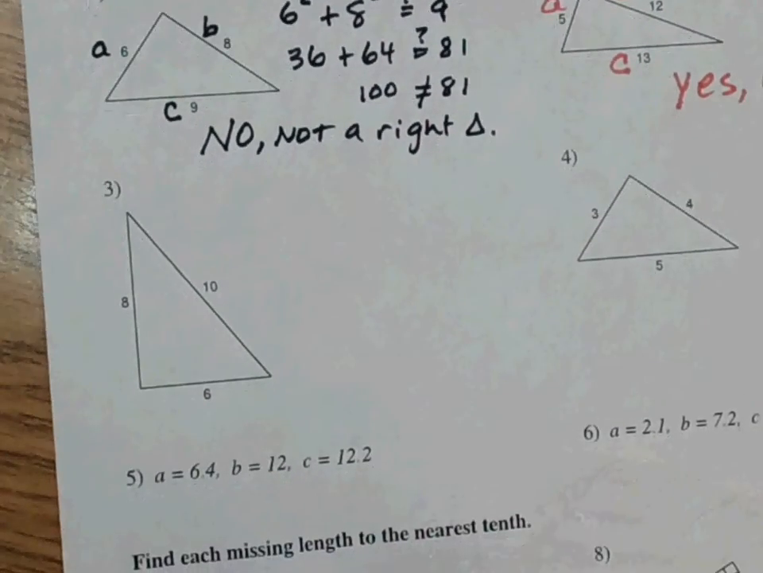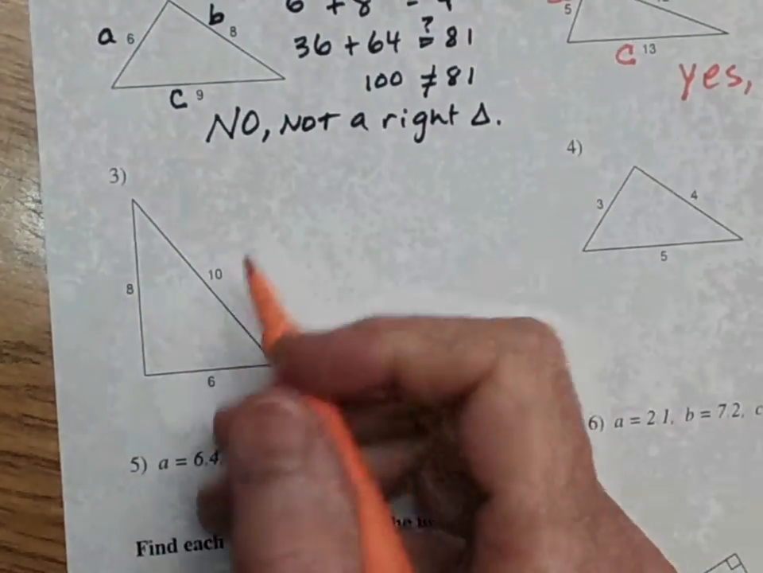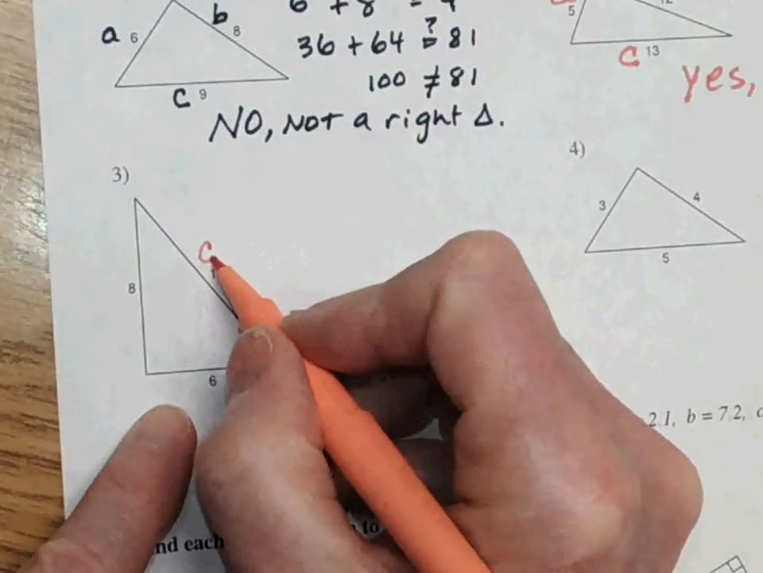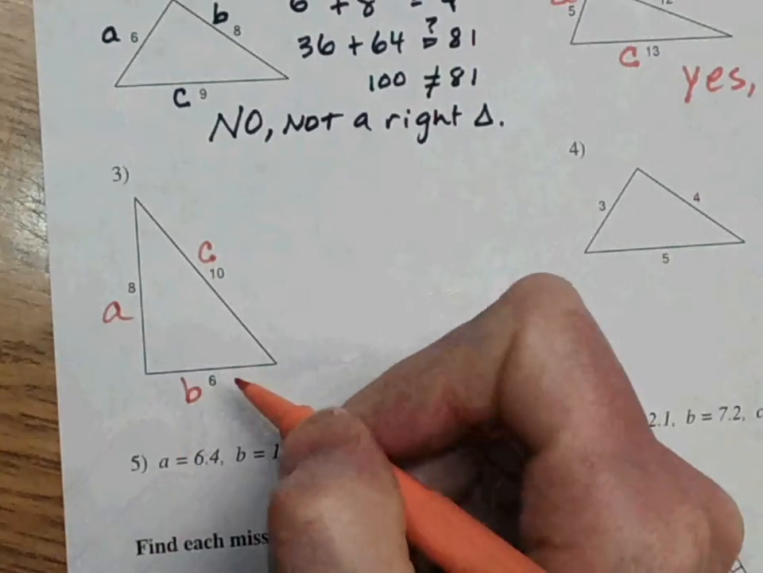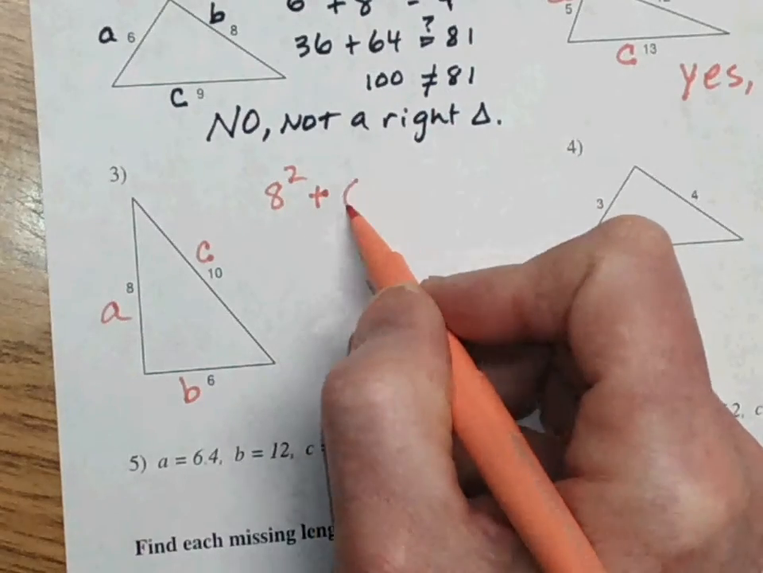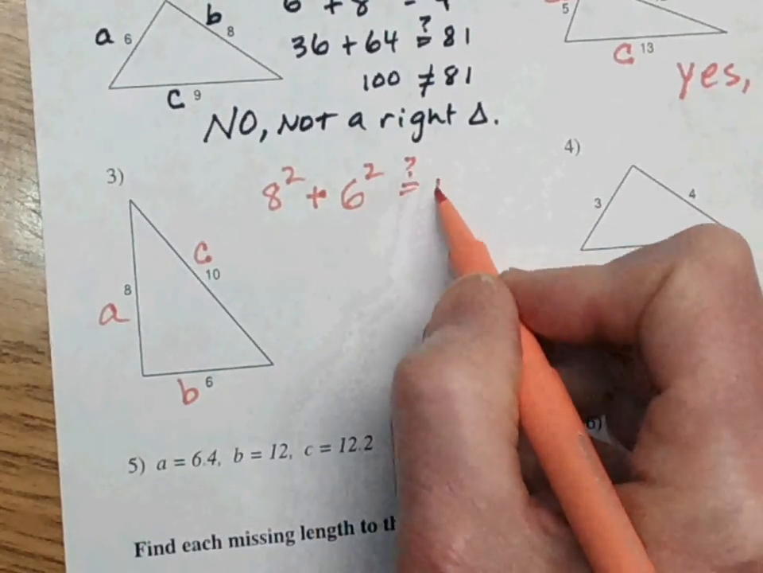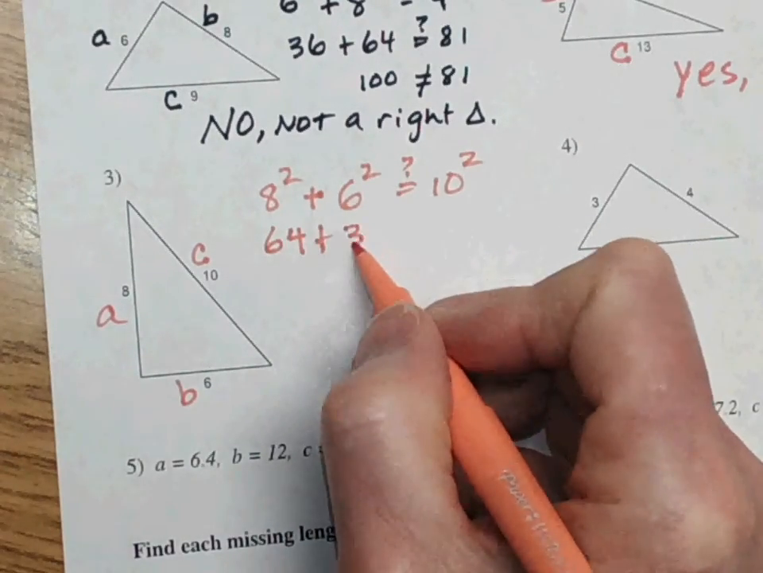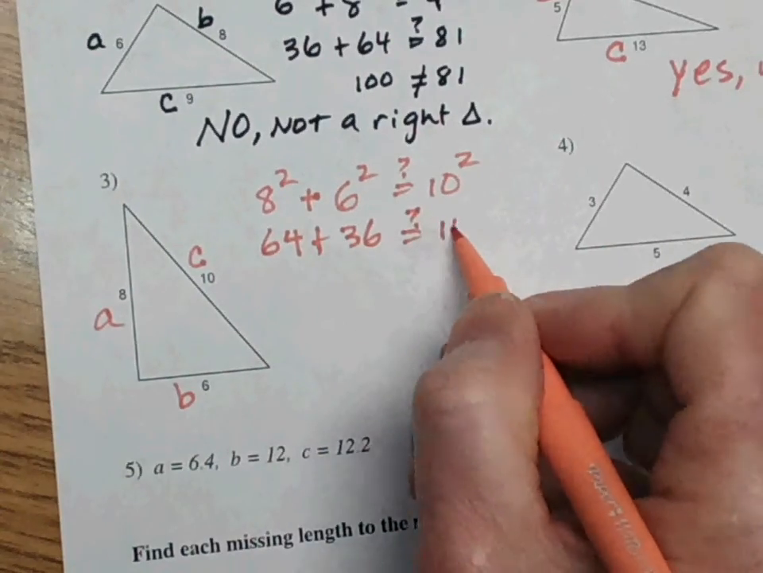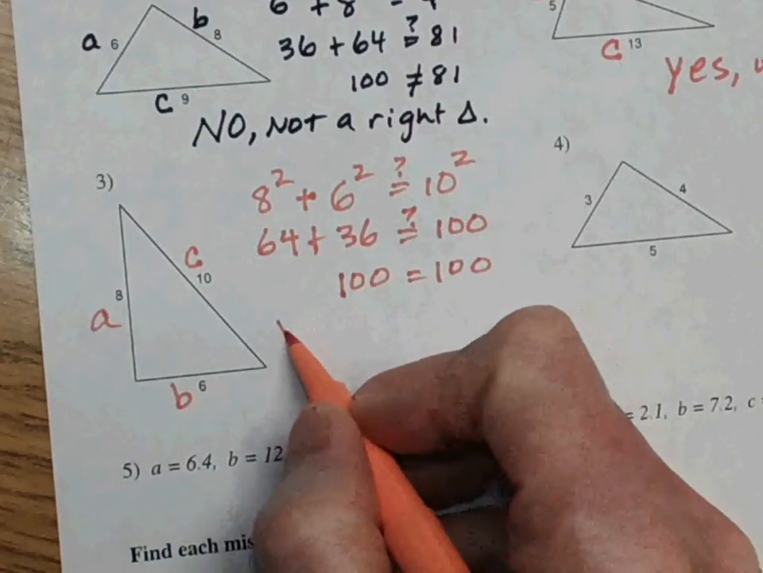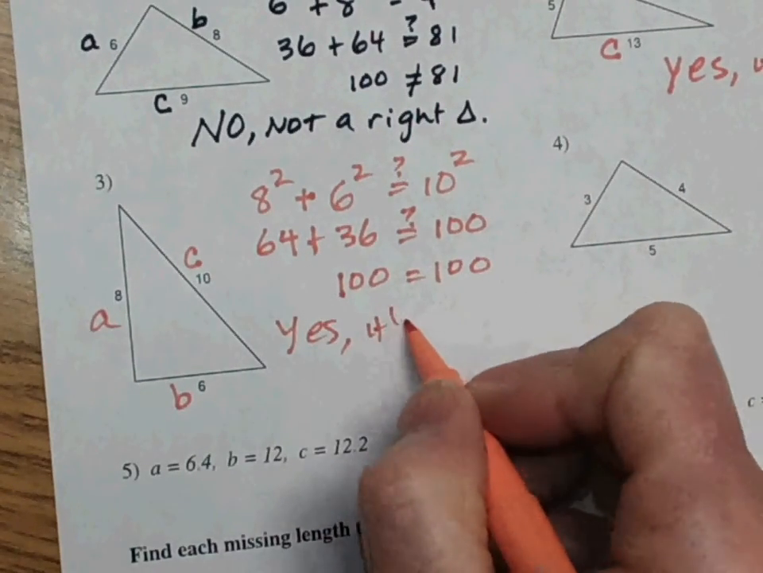All right, let's look at this one. I'll use a different color for fun. Here, I know that the longest side is 10, and I have A and B. So A squared plus B squared, does that equal C squared? Well, 8 squared is 64, 6 squared is 36, does that equal 10 squared? 64 plus 36 is 100, so yes, it's a right triangle.